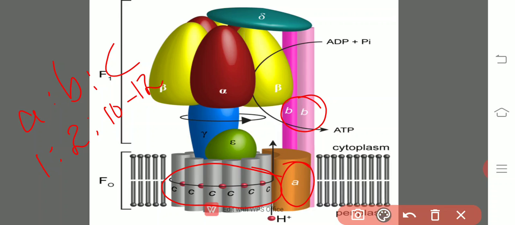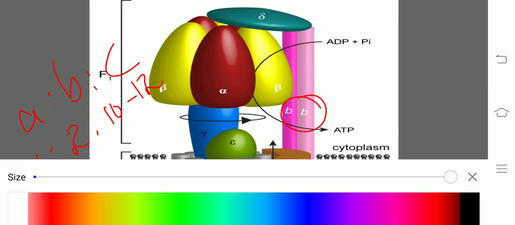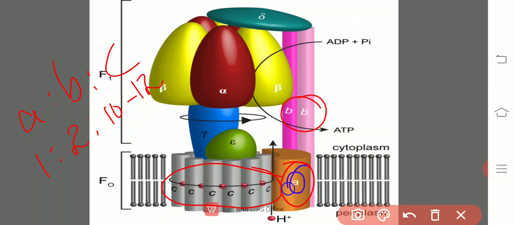Here we will see the number also. For A, only 1 subunit is there, and B, there are 2 subunits. But around the C, here 1, 2, 3, 4, 5, 6, 7, around that there are 10 to 12 subunits. The ratio is 1 to 2 to 10 to 12. The representation of A to B to C. So they are arranged in such a ratio.